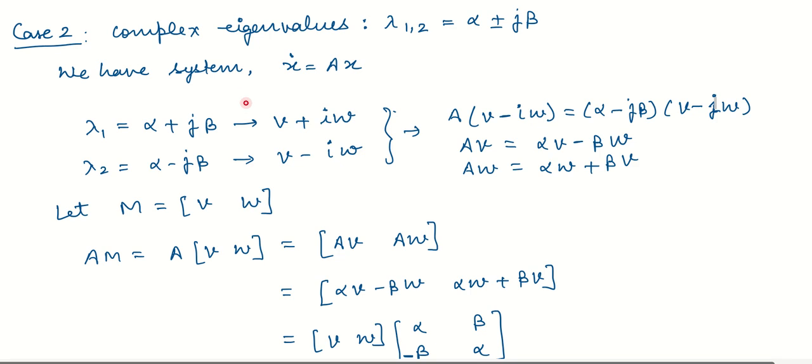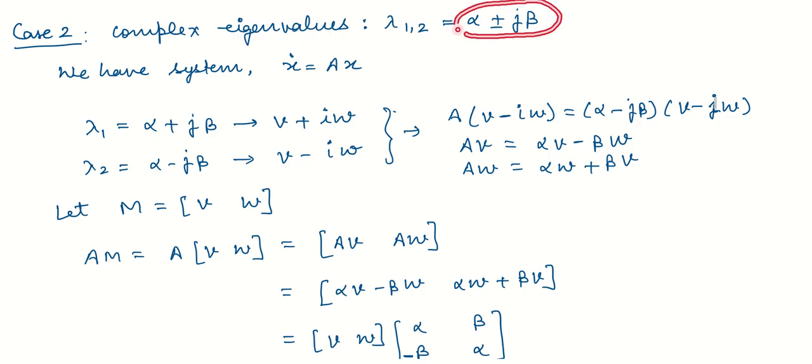Hello everyone. In the previous video, we talked about qualitative behavior of linear systems when the eigenvalues are real and distinct. So now in this particular video, we are going to talk about case 2. We are going to consider the case where eigenvalues are complex, alpha plus minus j beta, where alpha and beta are real numbers.